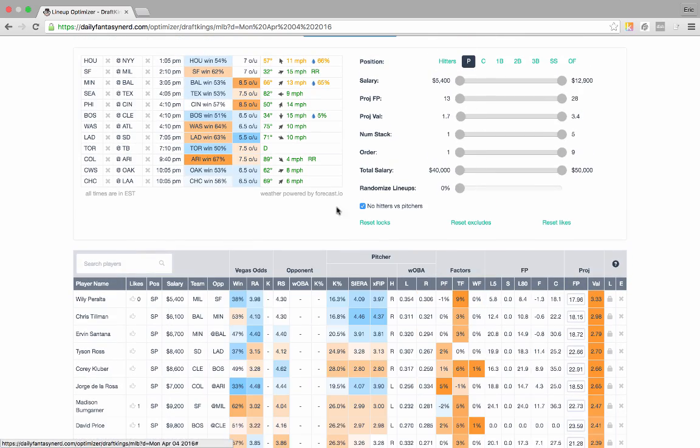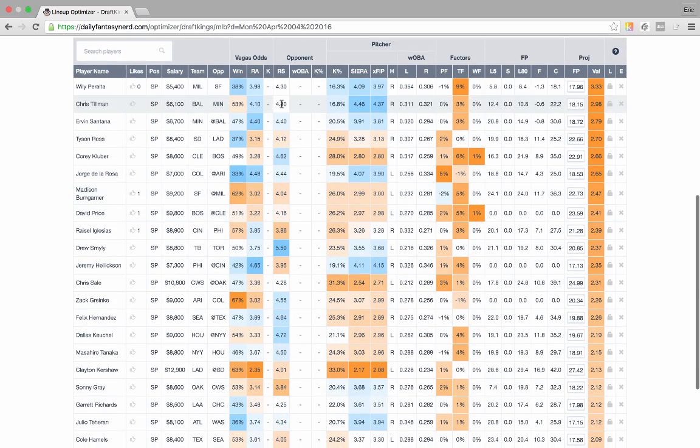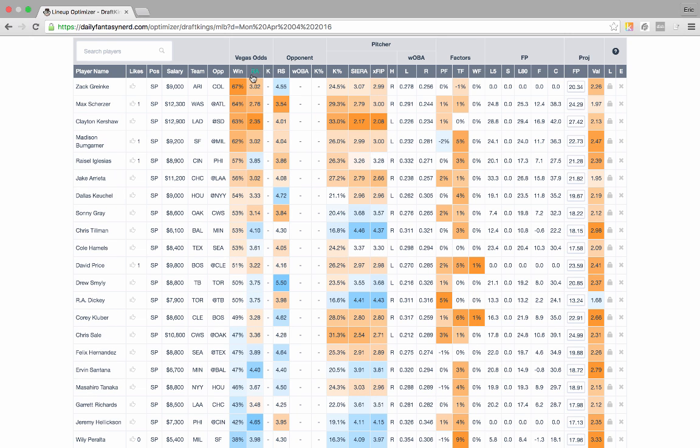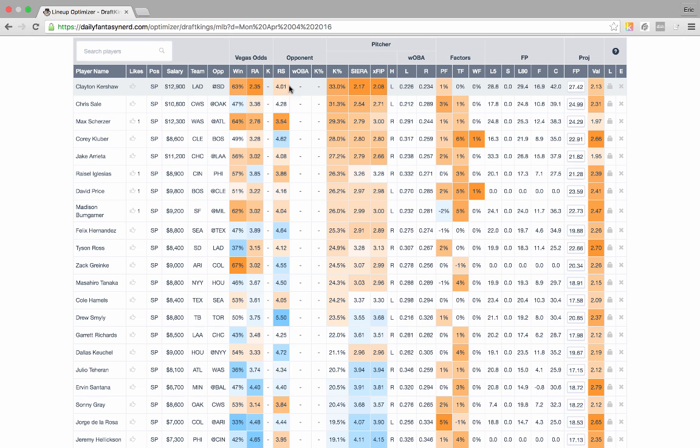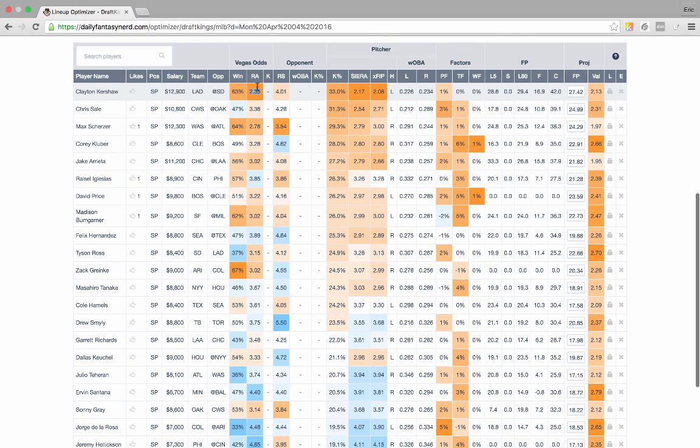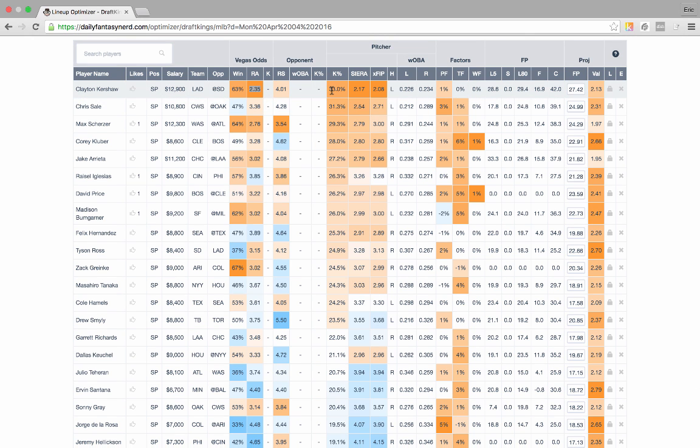All right, and on the pitcher side, usually the stats I really like to look at are win percentage, runs against, and K percentage. And so today I would say Kershaw looks really good. He's always going to be a very high floor, high ceiling play. And especially for cash games, whenever he's playing, it's almost always a lock unless he's playing one of the best offensive teams in the league. And even then, you may want to consider rostering him in cash games. So Kershaw looks really good.